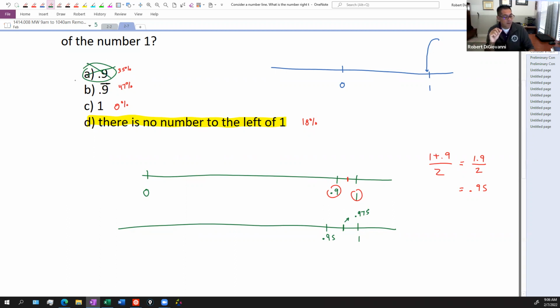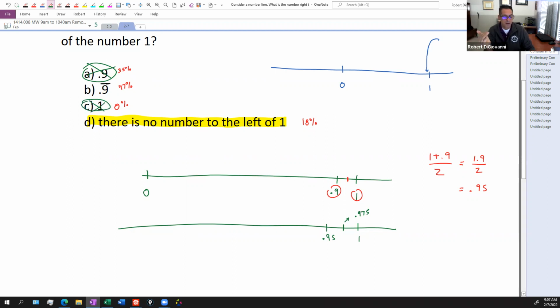Now let me explain why it's not C. The reason it's not C is because I'm looking for the number to the left of 1, which means it would have to be different than 1. It couldn't be the number 1 itself. All right. So it can't be 1 because that's the same number.